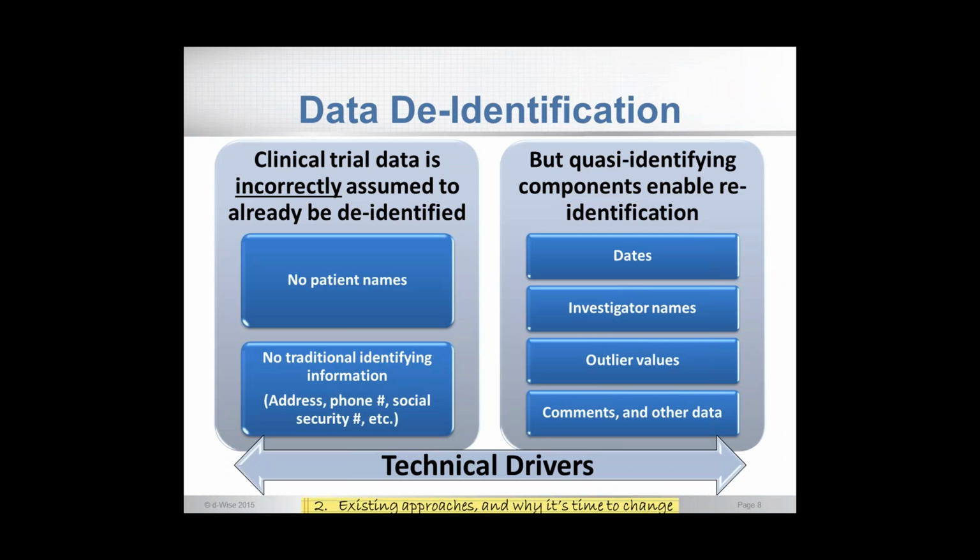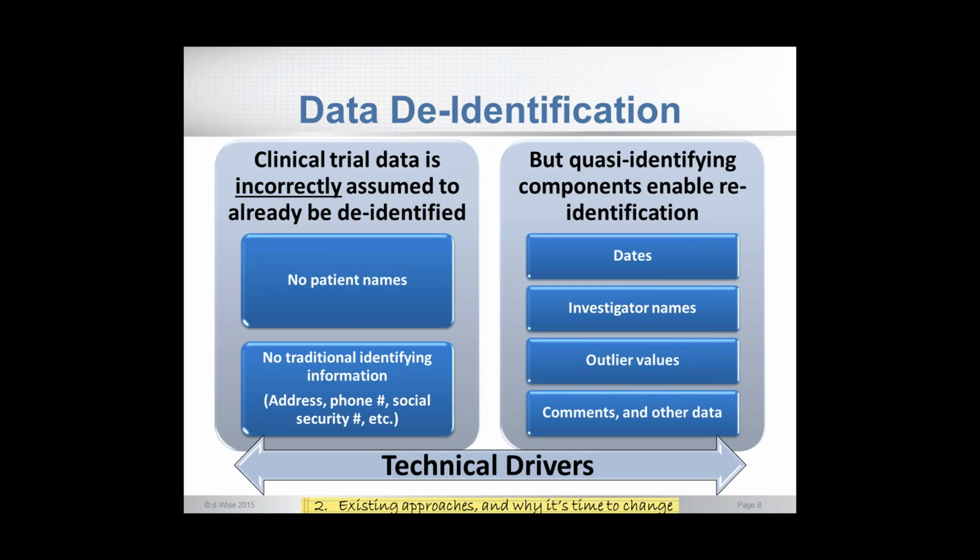When we talk about data de-identification, one thing to keep in mind is that a lot of folks that work in the clinical trials industry already think clinical trial data is de-identified. We don't collect patient names. We don't collect the traditional identifying information that you would typically see in HIPAA regulations. So there's no address or phone numbers or social security numbers, that type of information. However, there is a lot of other information that is collected that can be used to potentially re-identify patients. And that's the information we have to manage, and that's the information we have to de-identify.